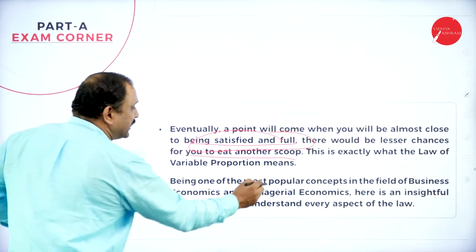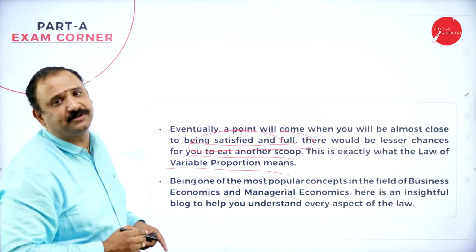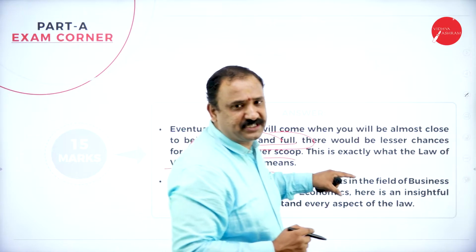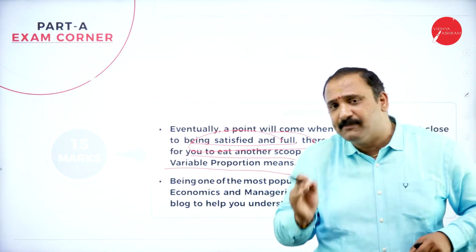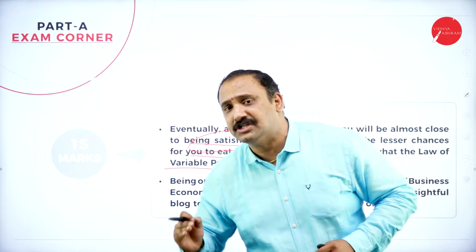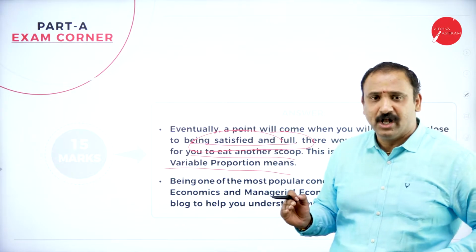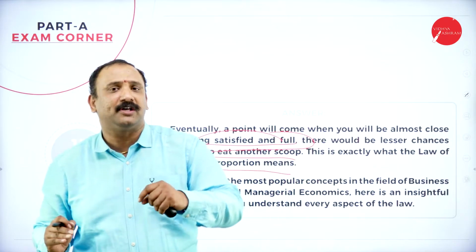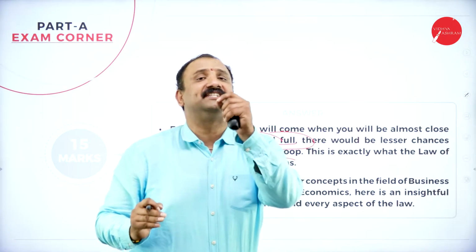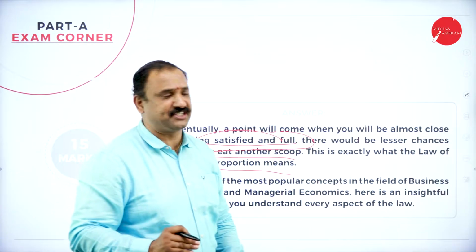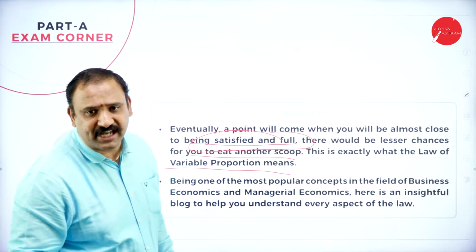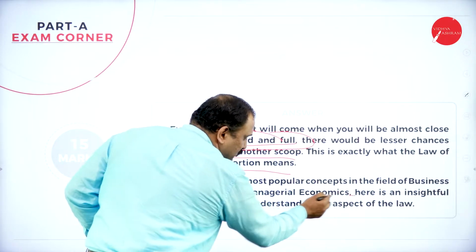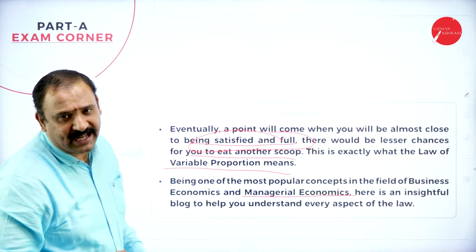This is where the law of variable proportion comes into the picture. Being one of the most important concepts in business economics, it says that the more a consumer tries to consume the same kind of product over a period of time, the satisfaction starts decreasing. Why? Because the consumer attains the satisfaction level faster. So that is what we are trying to say here by the law of variable proportion. That's why we are using this word in managerial economics.